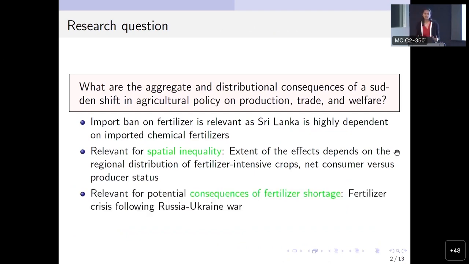This is also a very relevant question, as you can see that with the Russia-Ukraine war, there's a global shortage of fertilizer. So the evidence from this study can also be applied to understand how the global fertilizer shortage can affect certain countries.